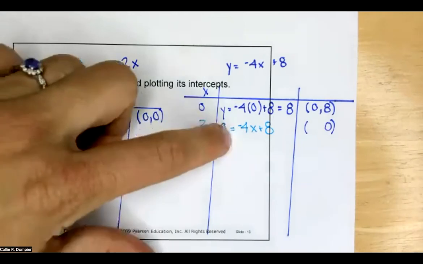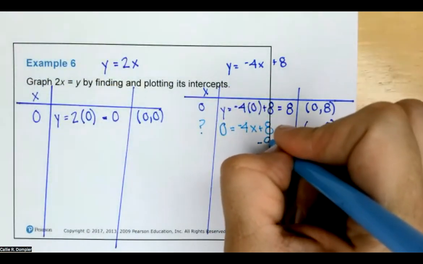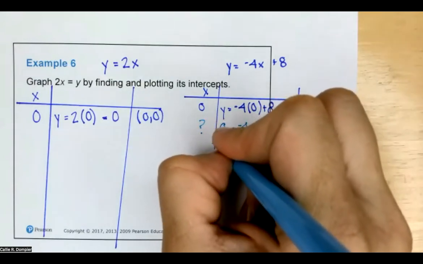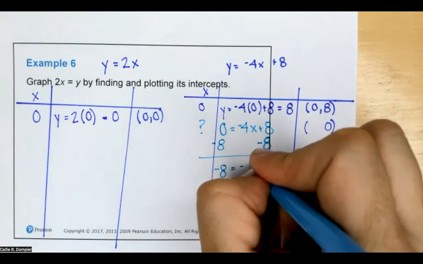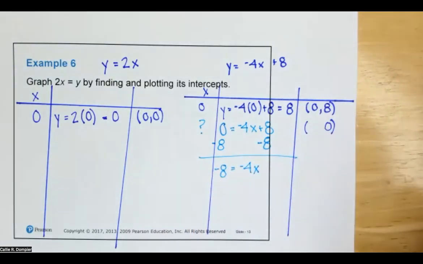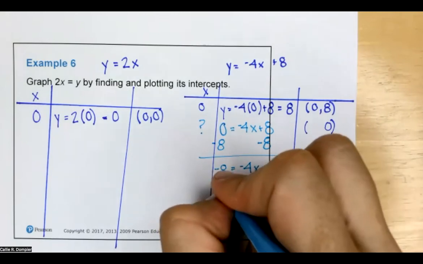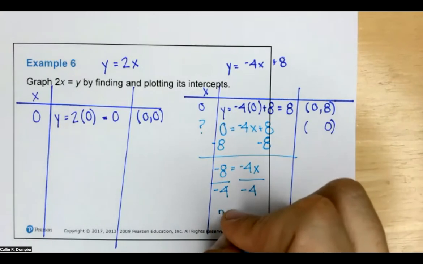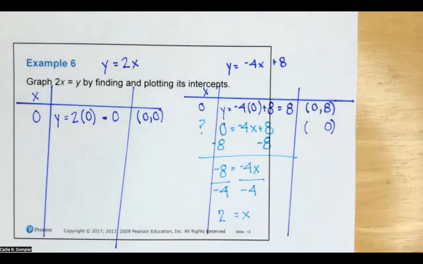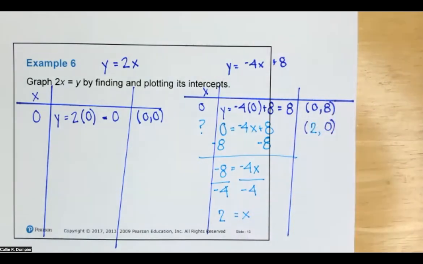Good. So I have 0 equals -4x plus 8. Let's solve for x. So I'll subtract 8, -8 equals -4x. We're solving for x, so let's divide by -4. -8 divided by -4 is a +2. X is 2 when y is 0. Let's see if that is true.